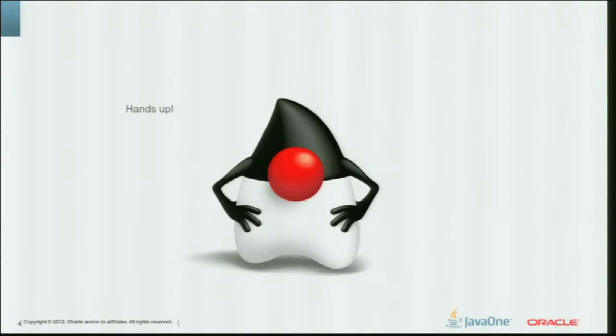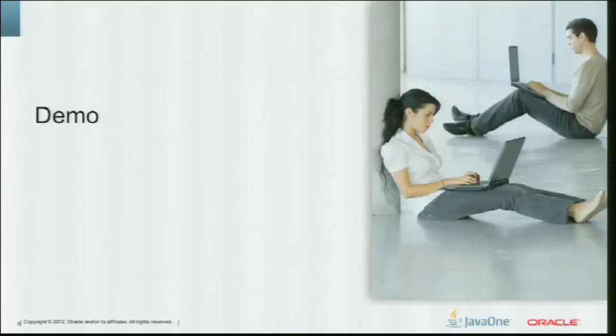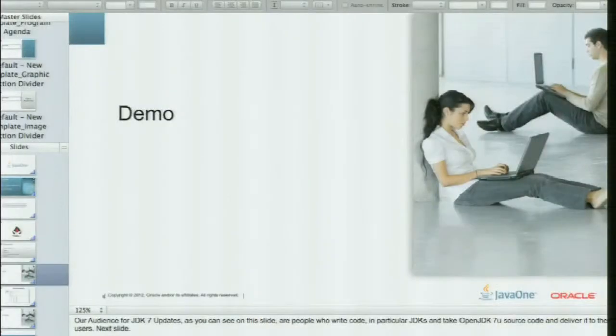Excellent. Very good. So in this presentation, I'll be talking a bit about JDK 7 updates, how we make them, how they get produced in OpenJDK. So giving you a bit of an under-the-hood peek into the development of the whole thing. And I thought, what a better way to start this off than with a survey, of course, and then follow it by a demo. All right. And of course, the demo is in line with the theme of the conference, Make the Future Java.